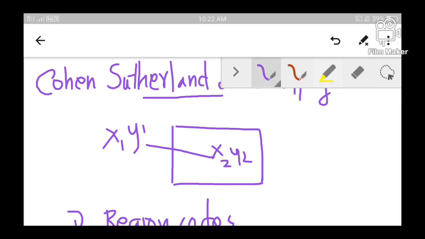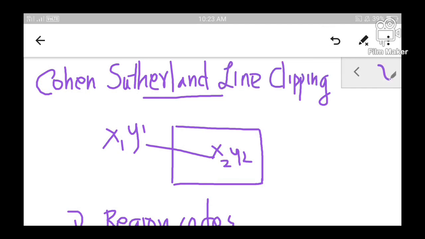What if the line is completely inside the window? If a line is completely inside the window, then we have to do nothing. It does not require any sort of clipping. We can save it inside the window and it will be displayed within the window. So we need clipping only if some portion of the line lies inside the window and the remaining portion of the line lies outside the window.